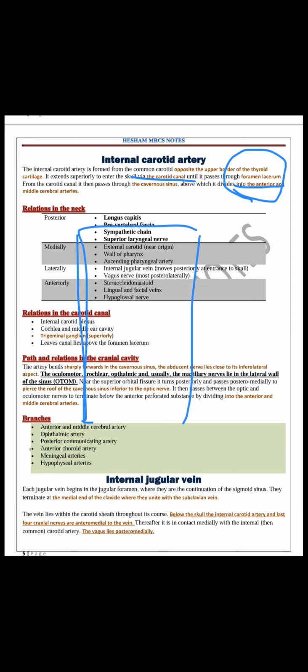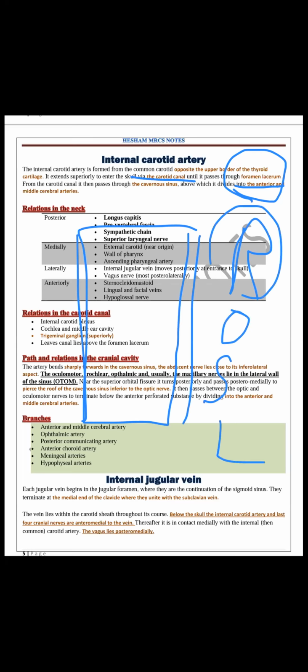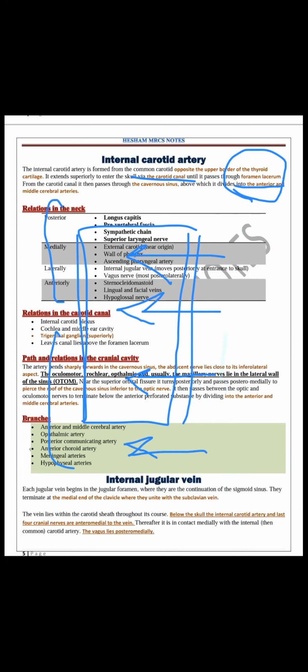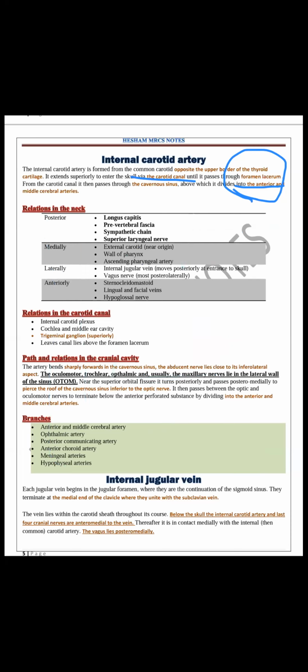We have four important foramina. They are collected into this word, Russell: rotundum, oval, spinosum, and lacerum. Rotundum is for the maxillary nerve. Oval is for the mandibular nerve. Spinosum is for the middle meningeal artery. Lacerum is for the internal carotid artery. So here for two nerves, here for two arteries. From the foramen lacerum, this is the site of entry of the internal carotid artery.